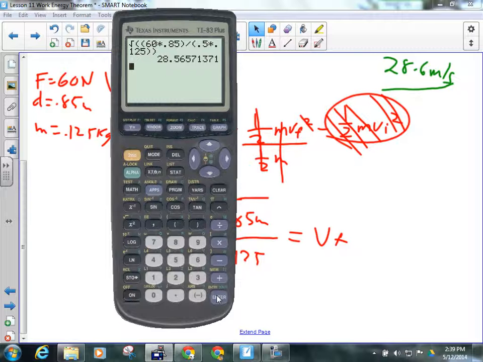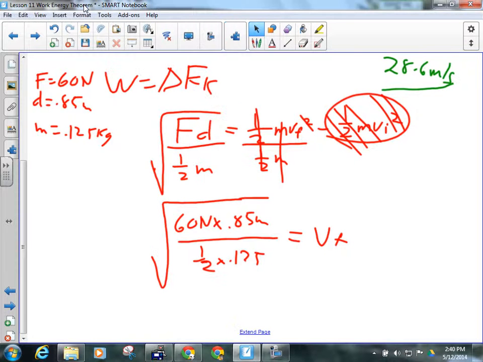Or you could do it piece by piece. You could just go 60 times 0.85 equals this, and then divide that by 1/2 of 0.125. That would still have to be in brackets. Then square root that. You still get the same answer, right? You just don't have to keep track of so many brackets. Up to you how you would do it. All right, does that make sense?